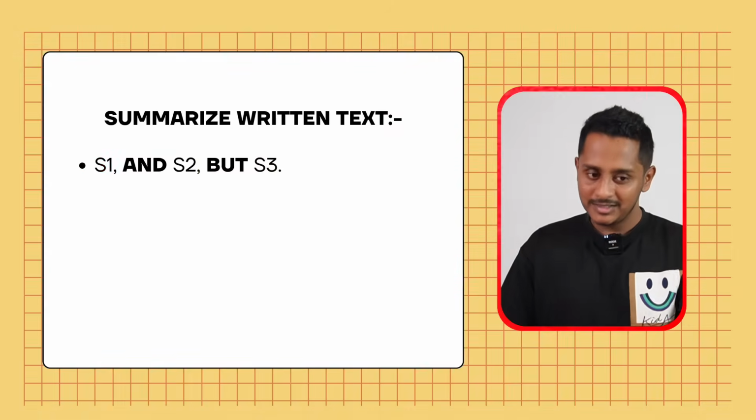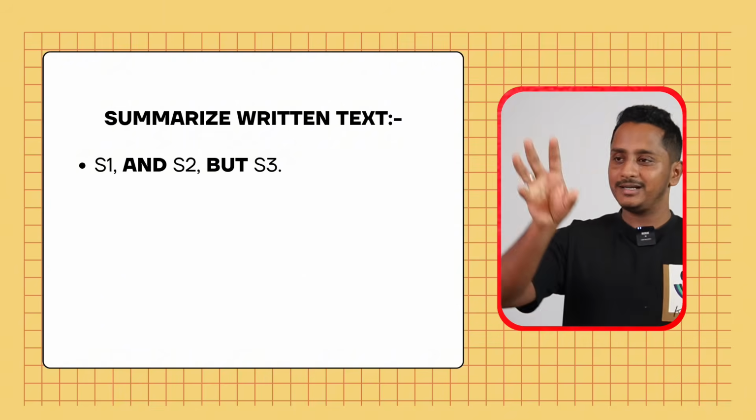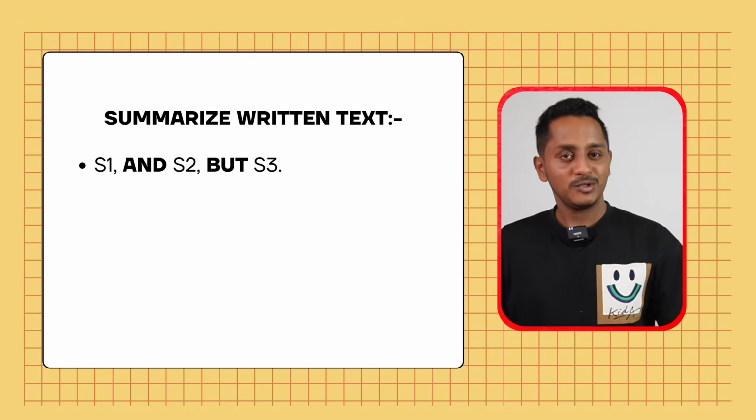Trust me on this. Then summarize written text. Given multiple structures, you can use any one of them. First one is sentence 1, comma, and sentence 2, comma, but sentence 3, full stop. Is it working? The person who got 90 overall has just used this.